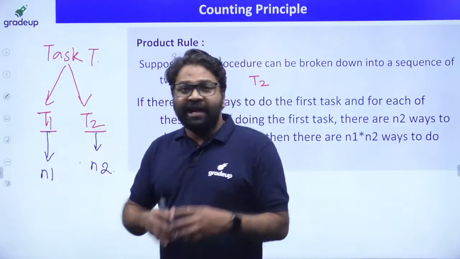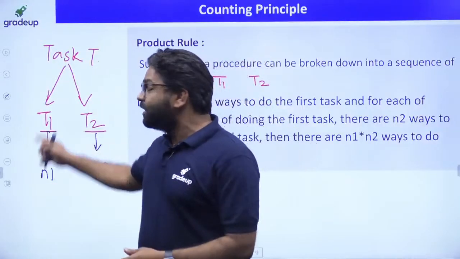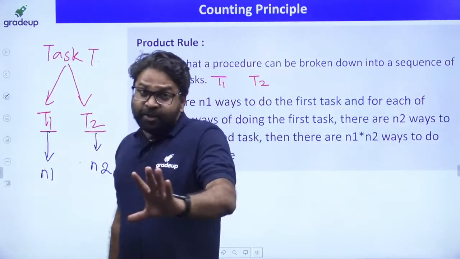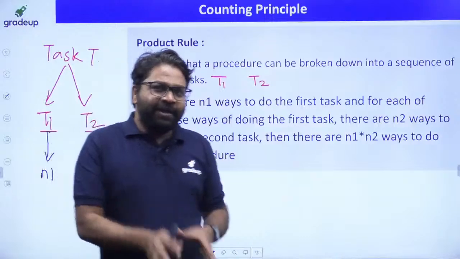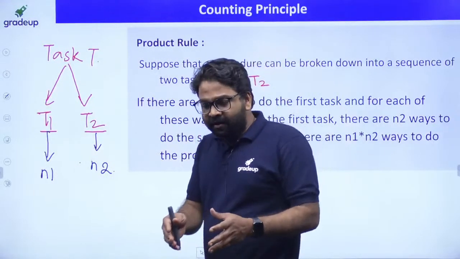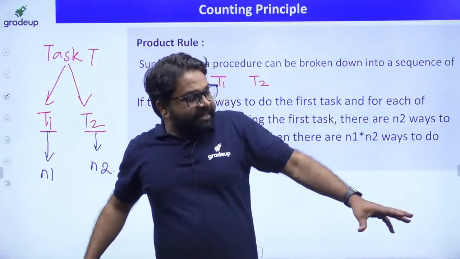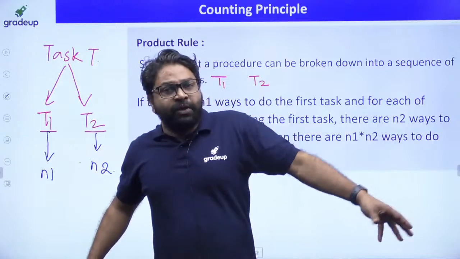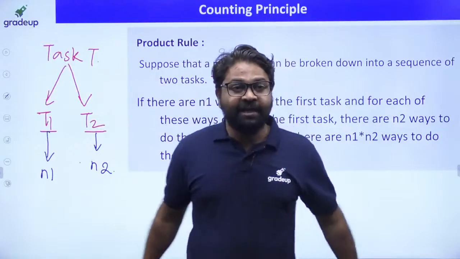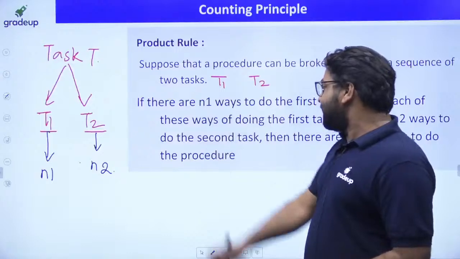So N1 ways, N1 tarika, you can say N1 possibilities to do the task T1, N2 possibilities to do the task T2. At this point of time, it is just half of the definition. What is that definition? Let's try to understand. There is a task T that you can divide into two tasks, T1, T2. There are N1 ways we can do T1, N2 ways we can do T2. After that, what will happen is very important.